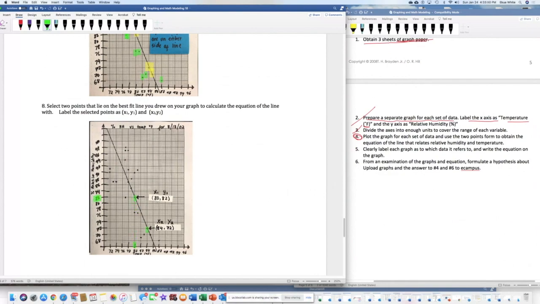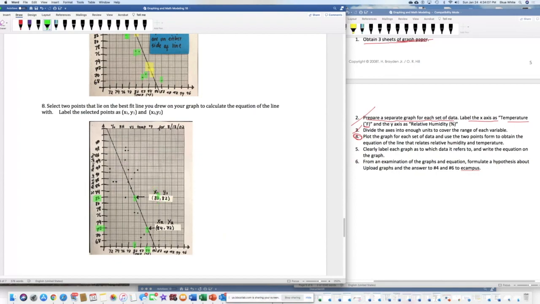It is 82, 82, right? Then for this one here, the x is 84, the y is 72. Okay? So it doesn't matter which one you select as one, pick any.